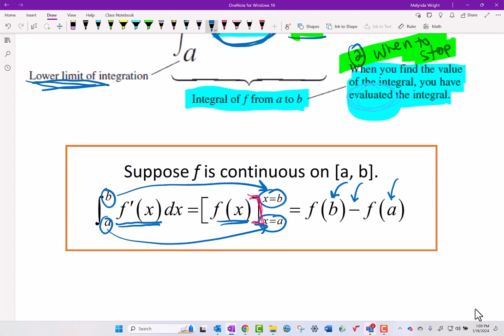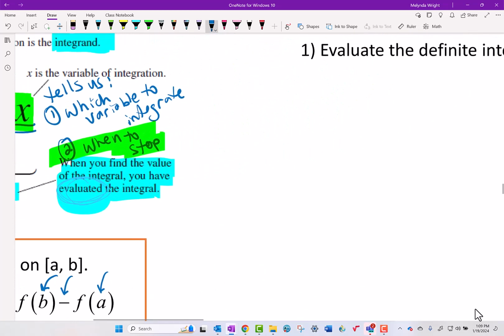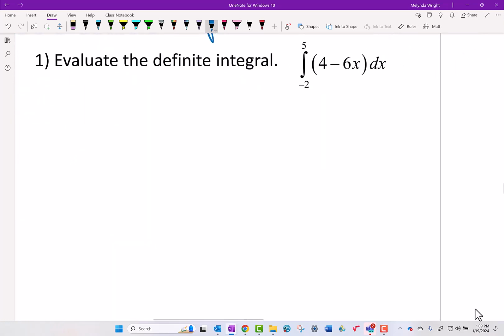Okay, so I'm going to pause here for a second. Are we okay? Is everybody okay? All right, so let's look at our very first example, and they say evaluate. If you recall, that's that word that we were looking at earlier. Evaluate means, give me the answer. It's a definite integral because it has numbers on the bounds.